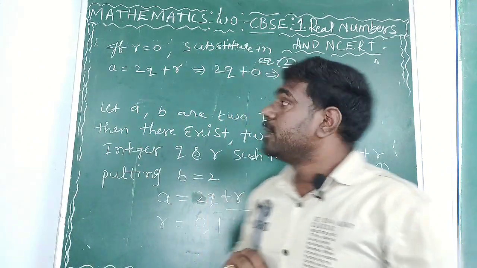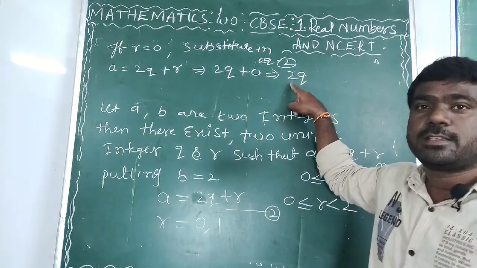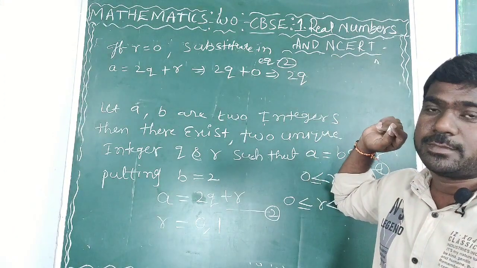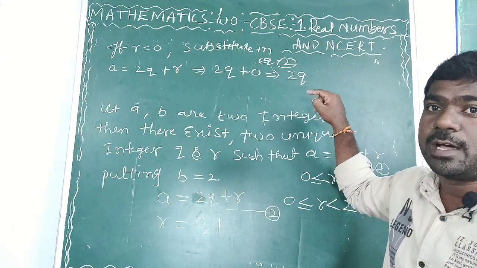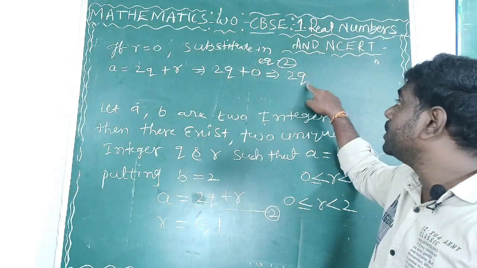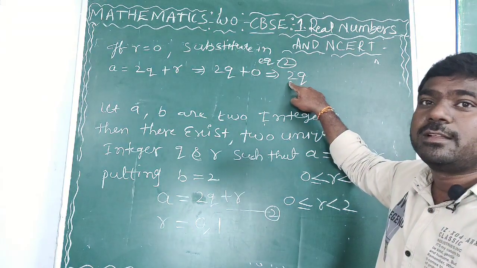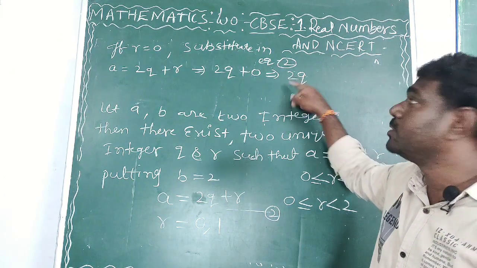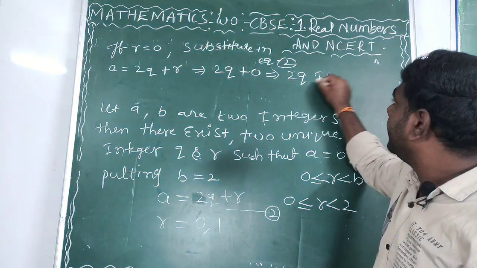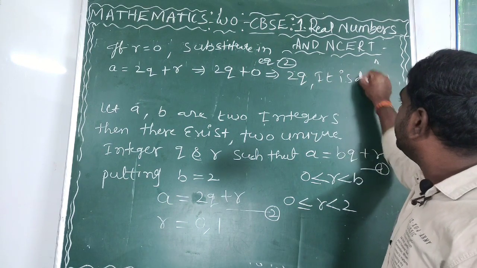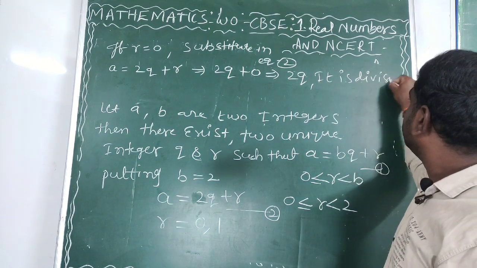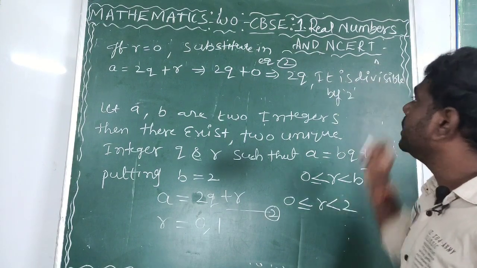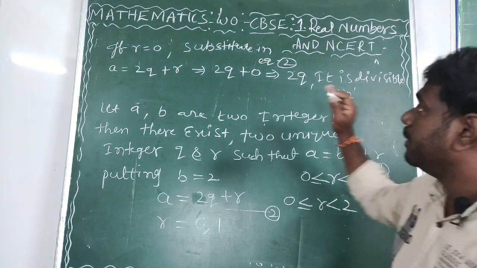Can you tell me, is this value divisible by 2 or not? Yes, it is divisible by 2. What is the variable coefficient here? 2, and 2 is divisible by 2. So we can take it is divisible by 2. So it is the first case.